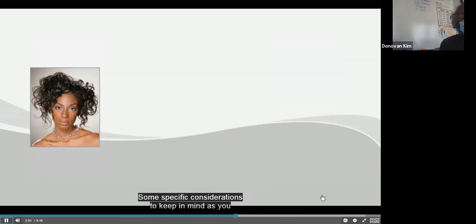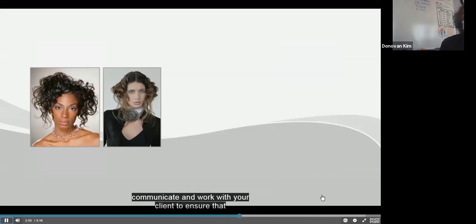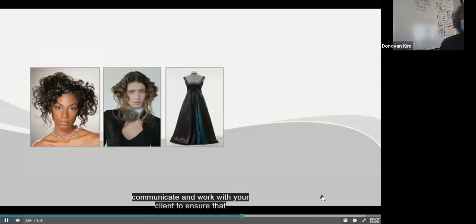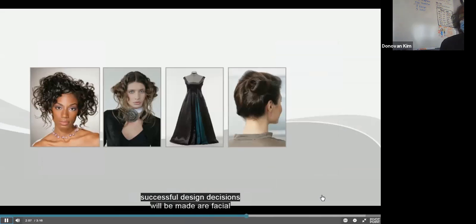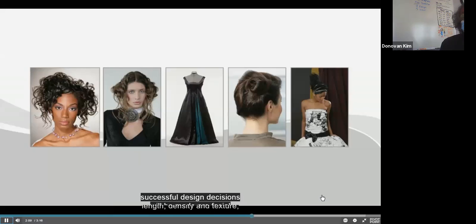Some specific considerations to keep in mind as you communicate and work with your client to ensure that successful design decisions will be made are facial features, body structure, hair length, density, and texture, occasion, formal or informal, wardrobe, and impression. Refer to your course book for a chart on client considerations.